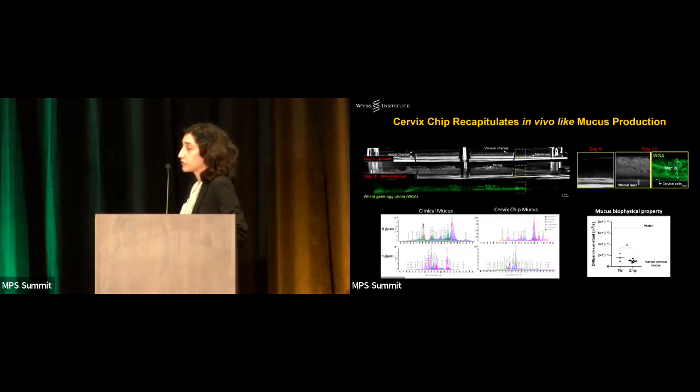We found the diffusion constant of the mucus that we get on the cervix chip is actually comparable to that of the clinical mucus, and much better than the mucus that we get from the static transwell culture that is commonly used in studies.